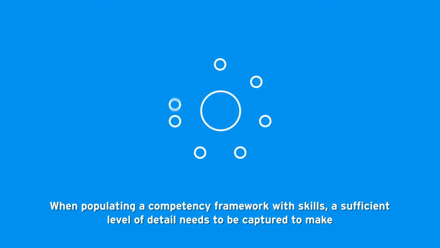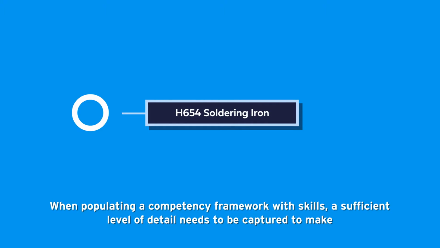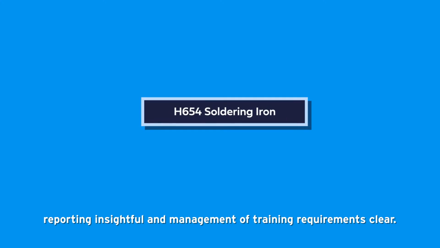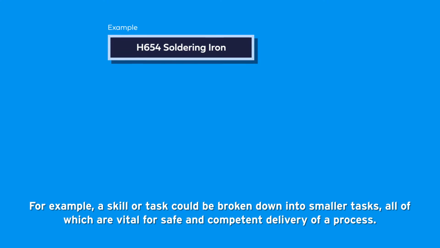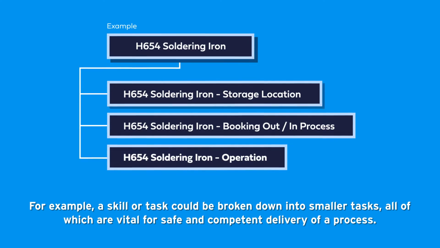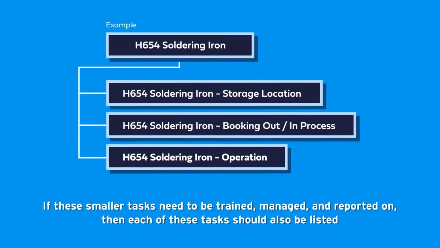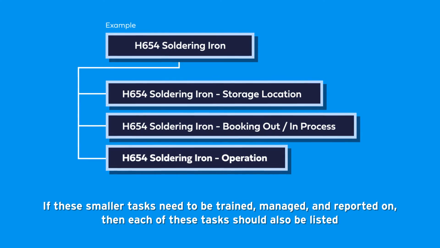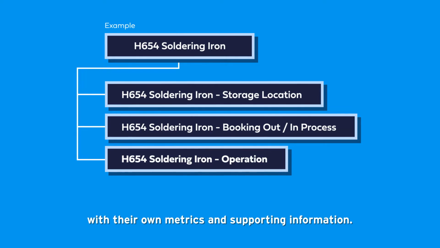When populating a competency framework with skills, a sufficient level of detail needs to be captured to make reporting insightful and management of training requirements clear. For example, a skill or task could be broken down into smaller tasks, all of which are vital for safe and competent delivery of a process. If these smaller tasks need to be trained, managed, and reported on, then each of these tasks should also be listed with their own metrics and supporting information.